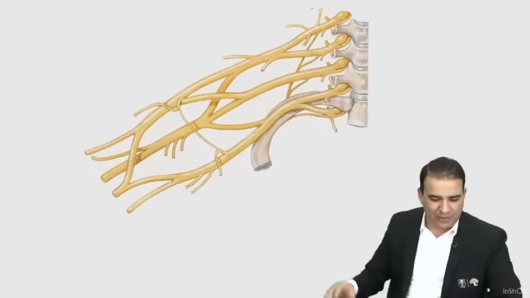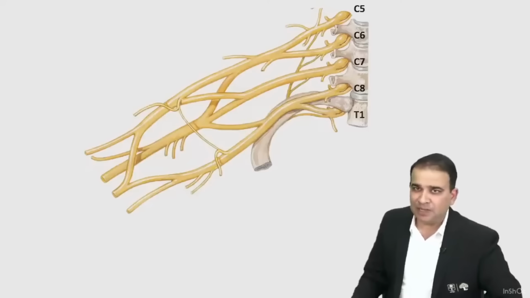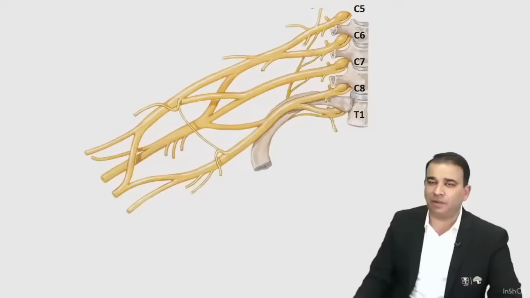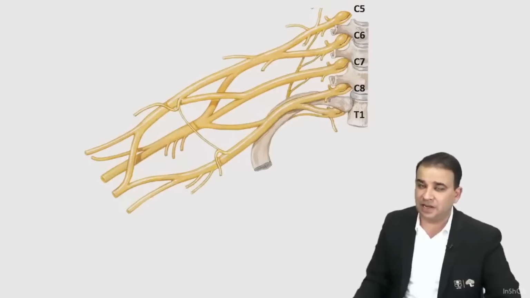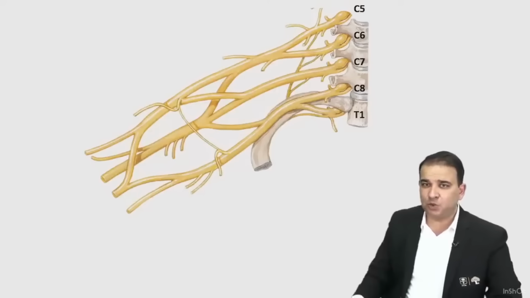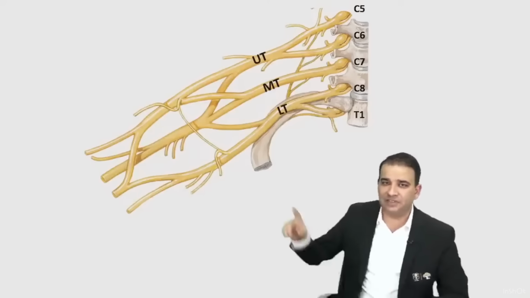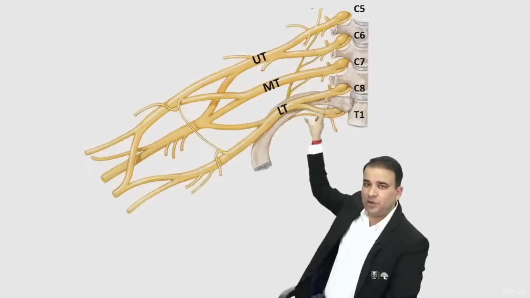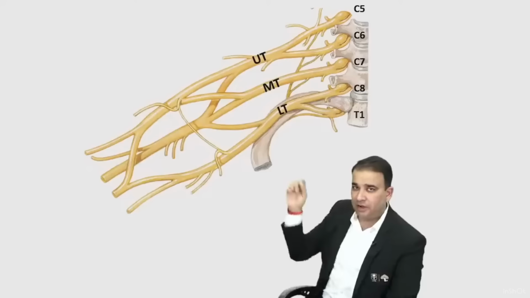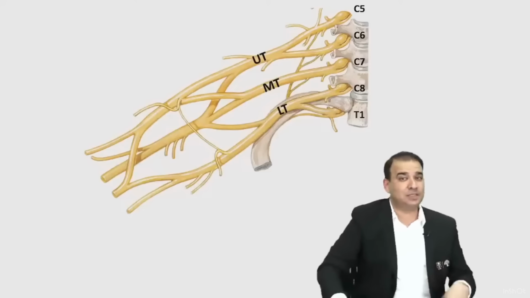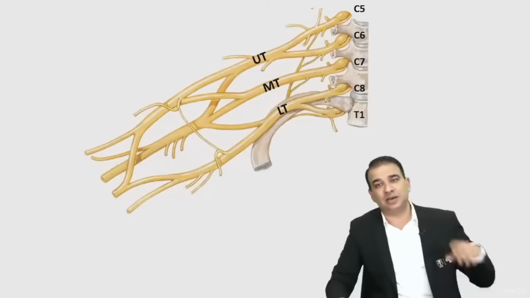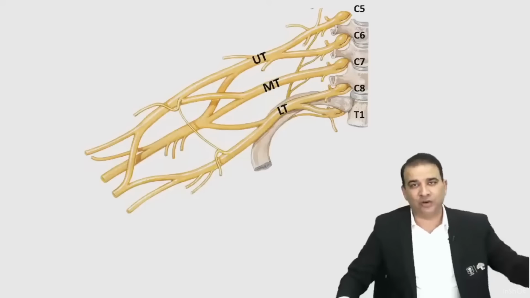Now guys, the brachial plexus is formed by the ventral primary rami of C5, C6, C7, C8 and T1. Now C5 and C6 together will give rise to the upper trunk, C7 gives rise to the middle trunk, and C8 and T1 you can see are joining to form the lower trunk here. The root value of the trunks is important, guys. Upper trunk is by C5 and C6, middle trunk is by C7, and the lower trunk is formed by C8 and T1.